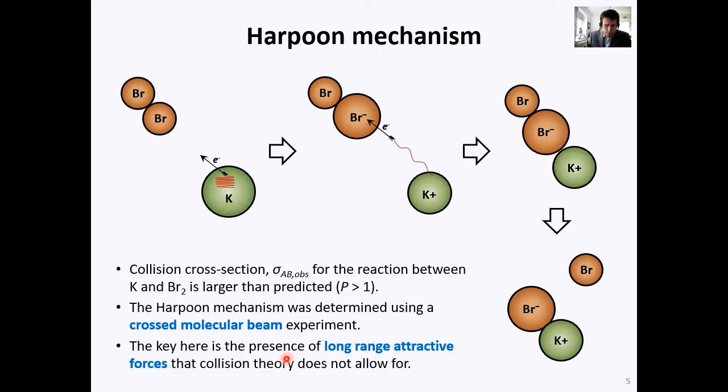Okay. The key here is, of course, the presence of these long-range attractive forces. Obviously, collision theory assumes hard spheres, and doesn't allow for those long-range attractive forces. So this mechanism is why P is different to 1.